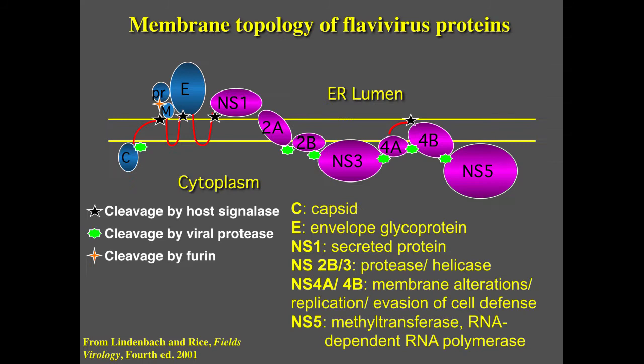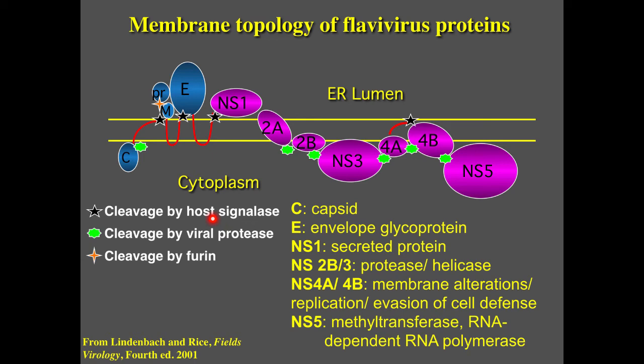What does this polyprotein look like? Again, these are membrane-coated viruses, so they have membrane proteins. Most important of those is the envelope protein. That's the one that all the antibodies are to. That's the one which is also the fusion protein. When the polyprotein is made, it transmits across this membrane multiple different times and then is cleaved by both host proteases, signalase is a crazy name, it's just a host protease, and then viral proteases.